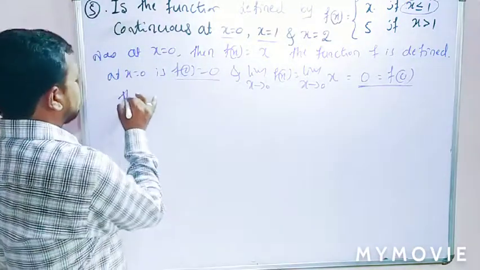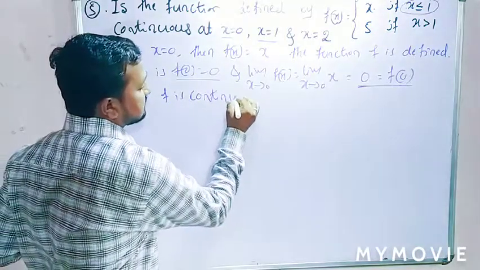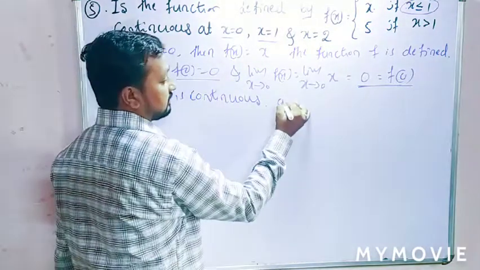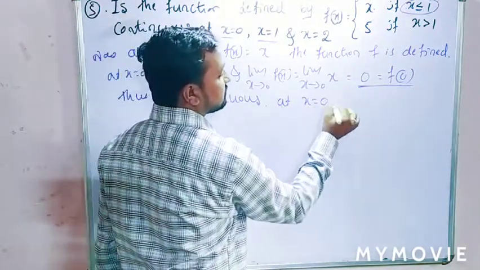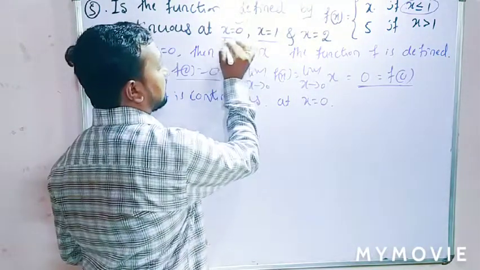Thus f is continuous. Thus f is a continuous function at the point x equal to 0. So this is over.